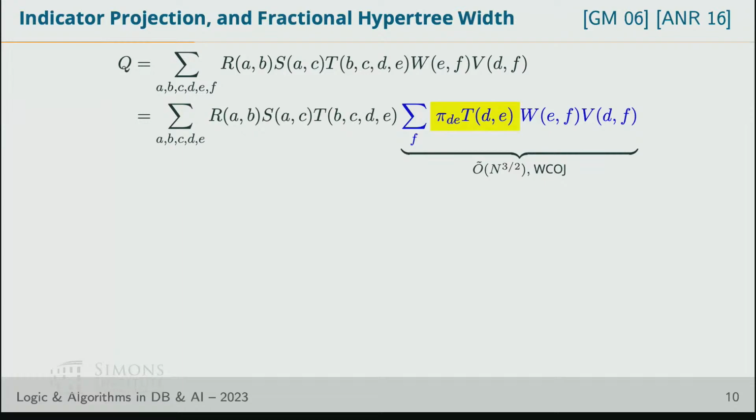So what we do is we project this table back inside of this subproblem. This projection just says that this will be 1 if DE is an entry that will be relevant later on in the computation.